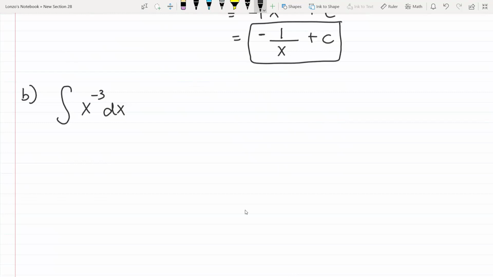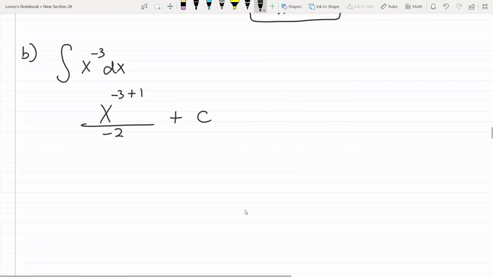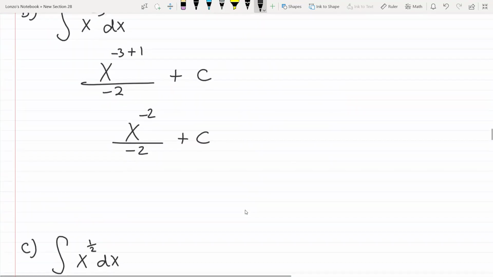B, apply integration rules, the power rule. So it's old power plus 1 divided by that power. So -3 plus 1 is -2. I'll put that in the bottom, plus c. So it's going to be x to the -3 plus 1, which is -2, over -2, plus c. So this is going to be -1/2 x to the -2 plus c.